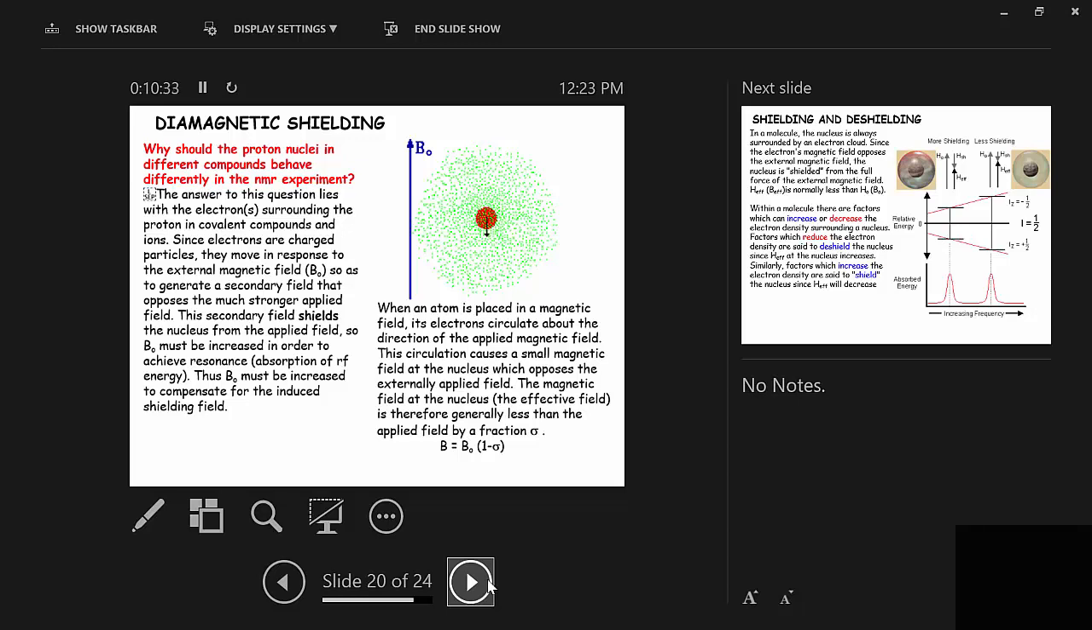The secondary field shields the nucleus from the applied field, so that B naught must be increased in order to achieve resonance absorption of RF energy. Thus, B naught must be increased to compensate for the induced shielding effect. When an atom is placed in a magnetic field, its electrons circulate about the direction of the applied magnetic field. This circulation causes a small magnetic field at the nucleus, which opposes it. And so this is the math if you want to do that, but we are not even going to bother with that. All we're going to do is this.